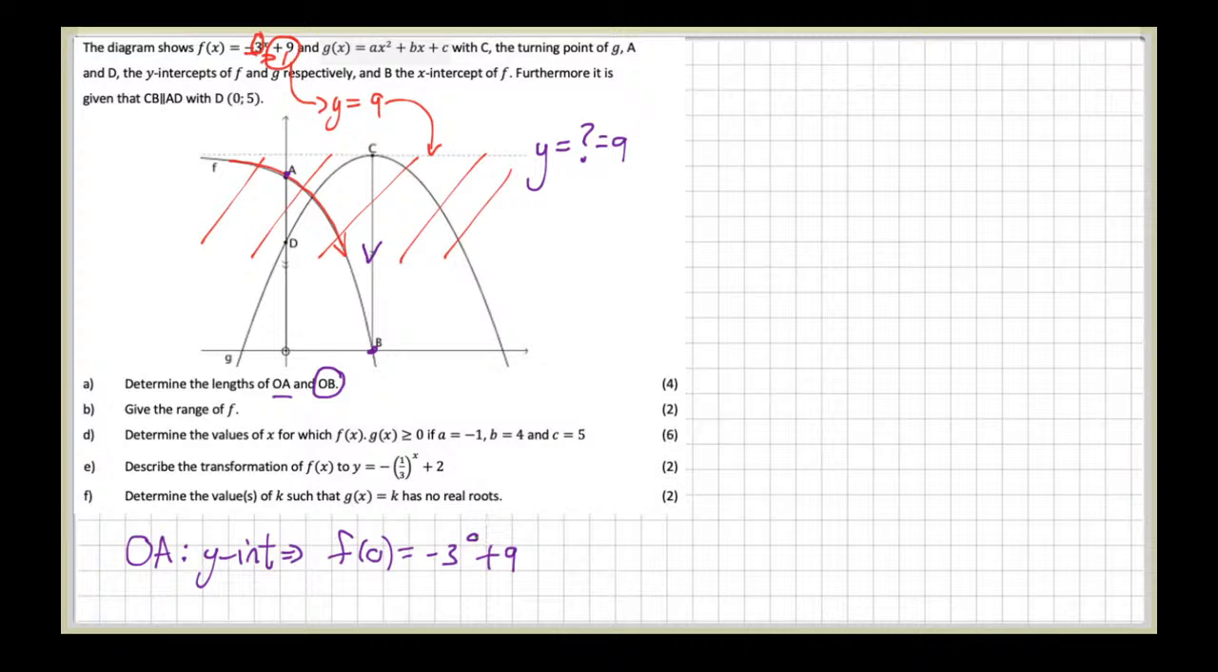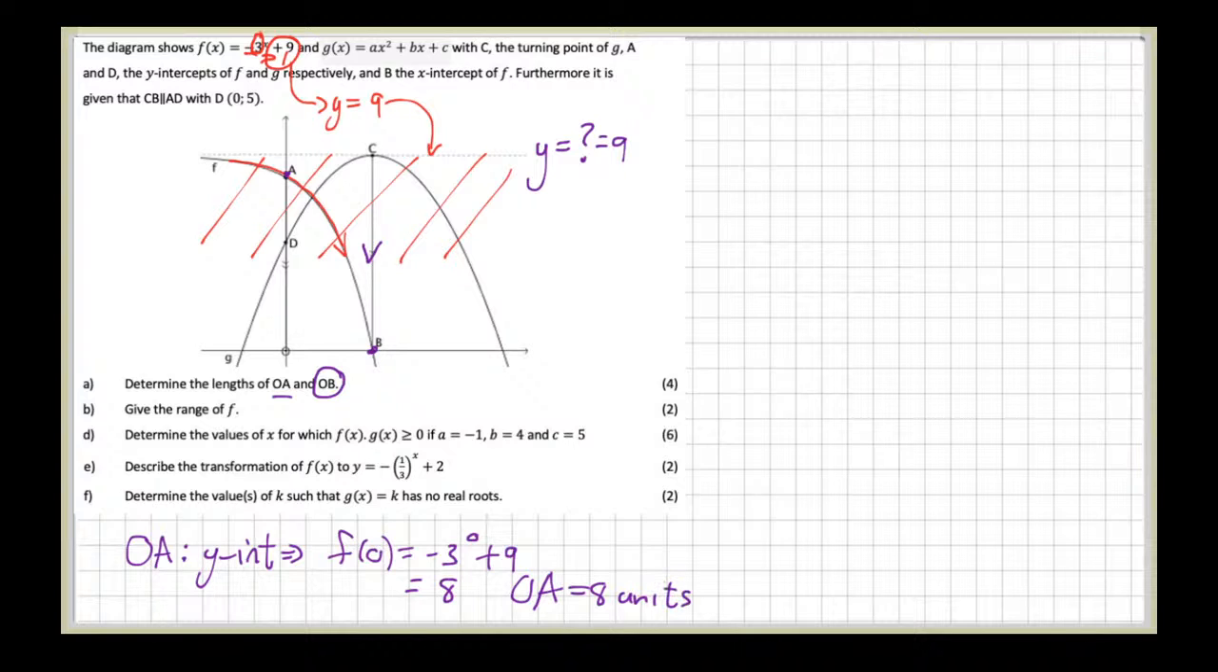Please, ladies and gents, at this moment of time, you bring that calculator in, especially in an exam. When you're doing it at home, try and do it without use of a calculator. But in an exam, please bring in your calculator just to make double sure. That answer is 8. So in other words, always answer the question, OA is 8 units.